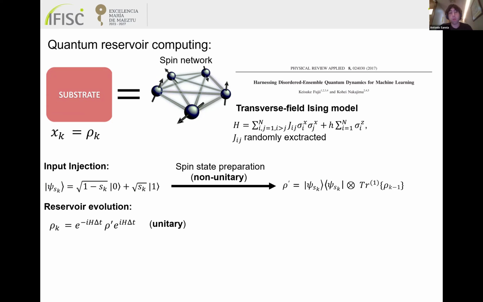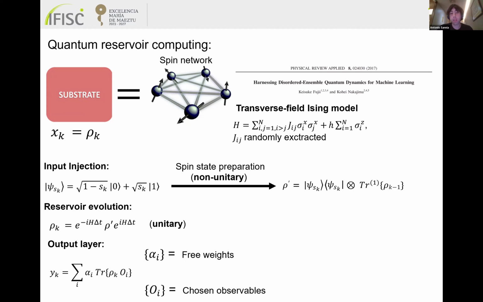After this, the role of the unitary evolution is to let the information of the time series spread into the other spins, so to go from one spin to all the others. And after that, we measure some observables that we choose from the beginning, and we take the linear combination. In the ideal case, we can consider an infinite number of measurements to form a linear combination of expectation values.